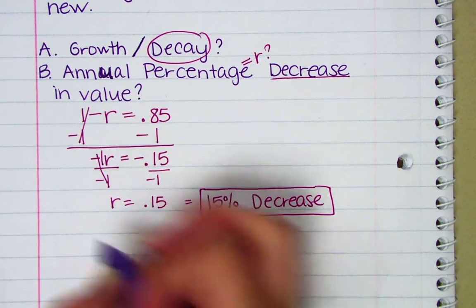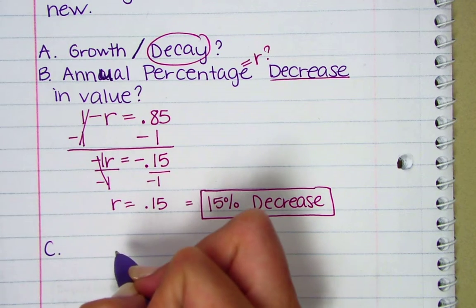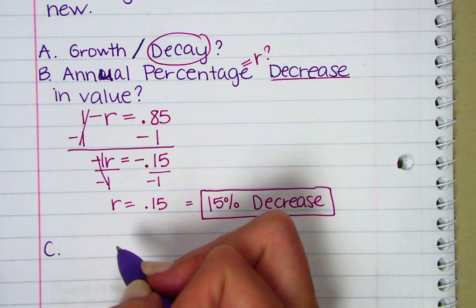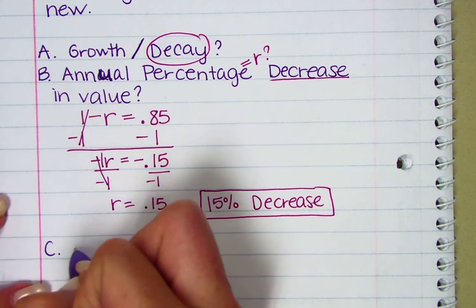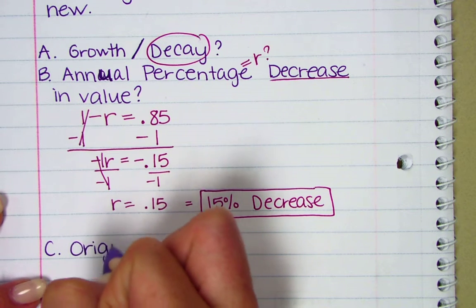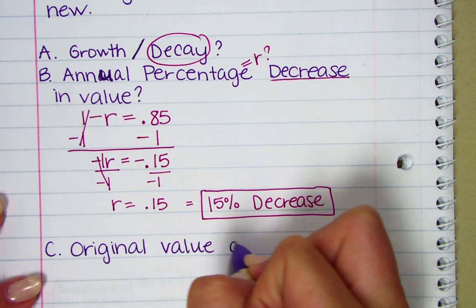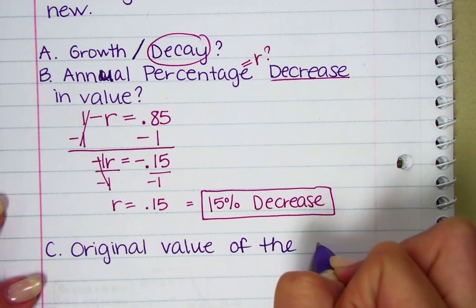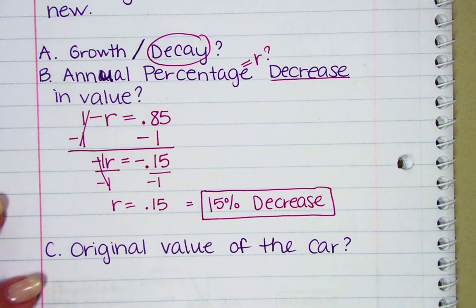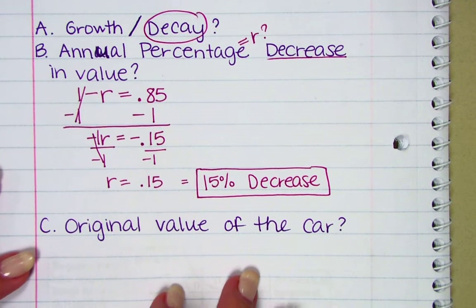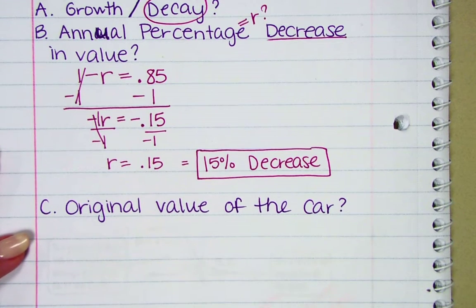Then question C. Some of these are really easy. What's the original value of the car? That's in the equation that they give you. They're almost always going to tell you the original value of the car.